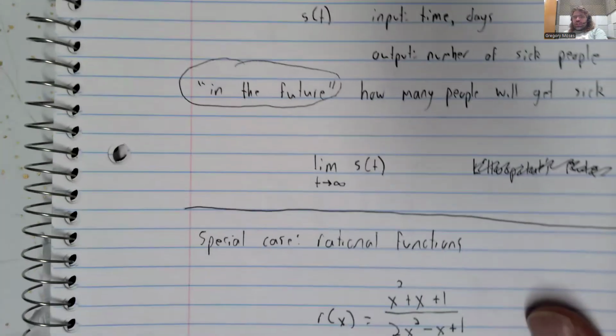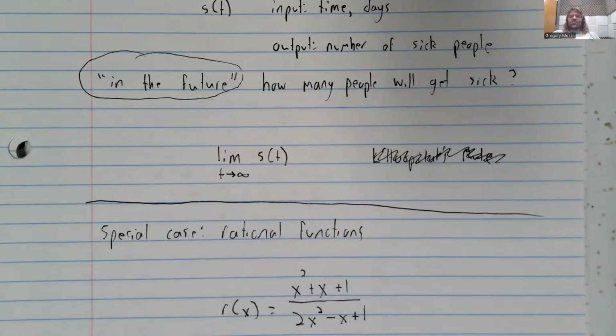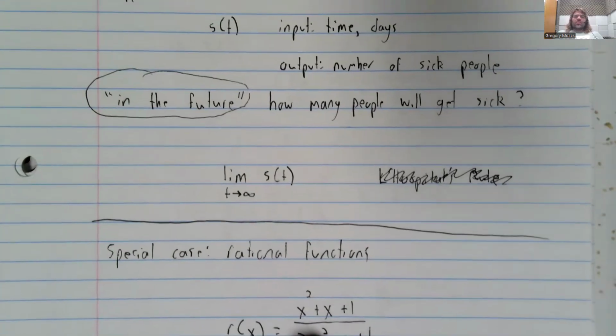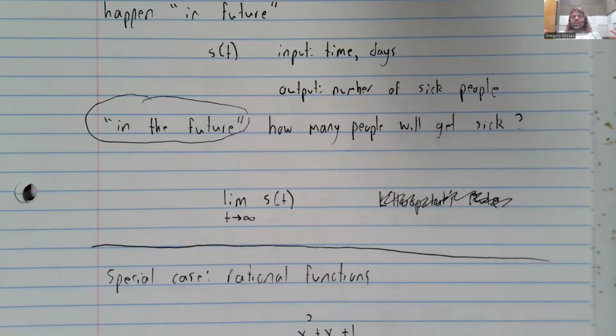But what I'd really, more than anything else, like for you to take from this section is this conception of what limits at infinity mean. That in general, when you're taking a limit at infinity, it's because they're asking a question about time and you want to know what's happening in the future.